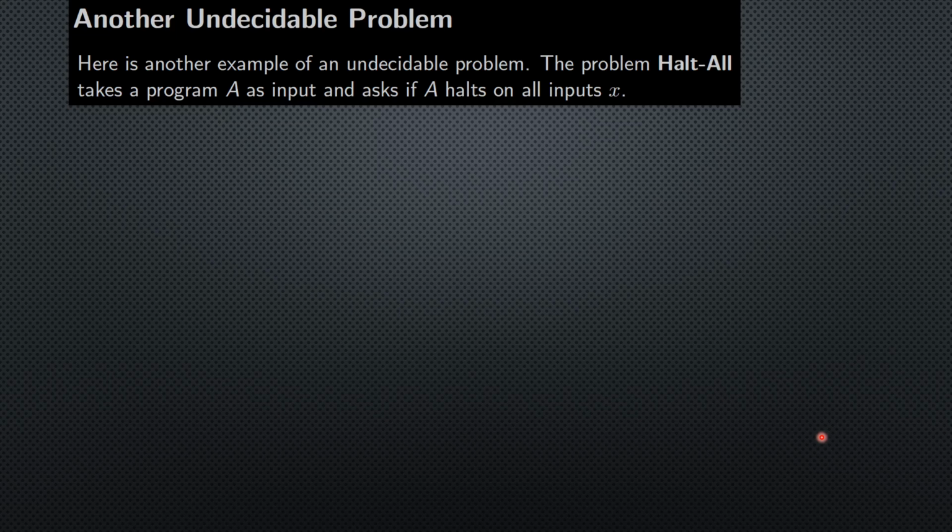So consider another undecidable problem called the halt all problem. This is quite a bit like the halting problem, except where the halting problem takes a program A and an input X to that program, the halt all problem doesn't take the X, it just takes the program A, and it answers the question, will this program A halt for every possible input to that program? So this is more powerful than the special case where we ask, will A halt on only a single input? We're asking, will it halt on all of the possible inputs?